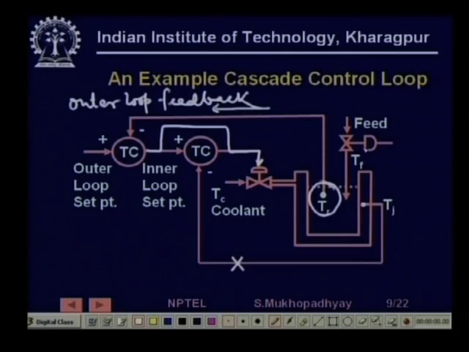So, what are the disturbances? There could be several disturbances. For example, there could be a feed temperature Tf, which will cause the temperature of the reactor, Tr, to change. This is a disturbance which will quickly affect Tr. There could also be a disturbance in the coolant temperature. We are controlling the flow rate of the coolant, but the temperature of the coolant is not known, probably that is not in our hand.